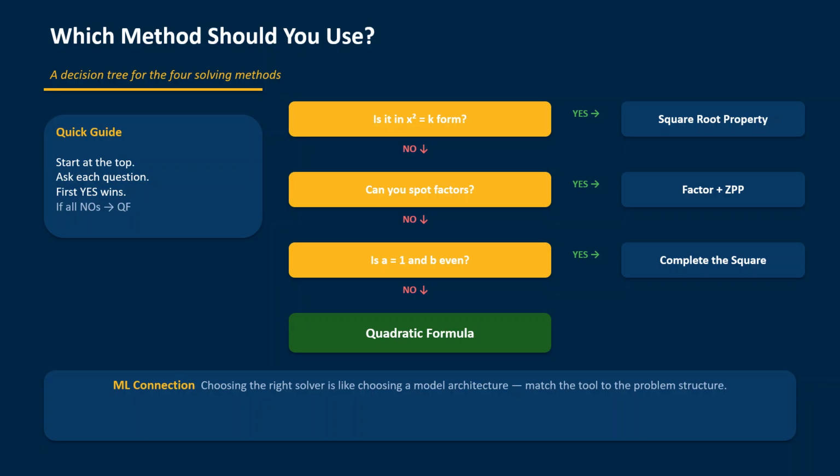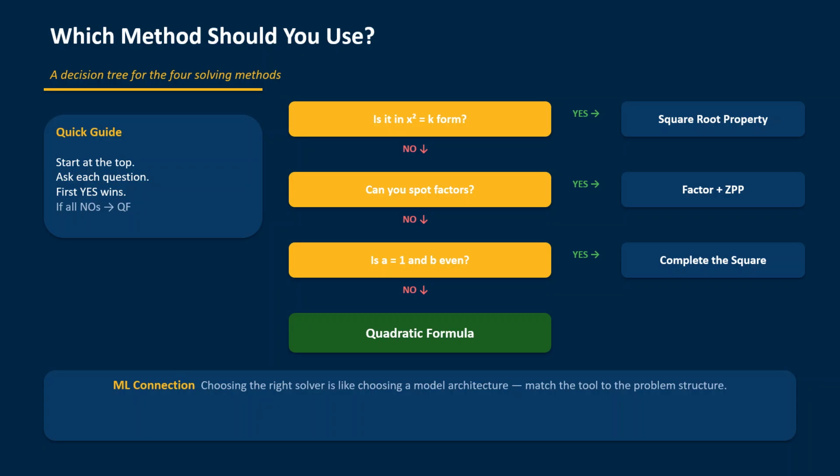If you can factor the expression in under 30 seconds, go ahead and use factoring with the zero product property. Third question, is the leading coefficient 1 and the middle coefficient even? If yes, completing the square will be clean and efficient. And if none of those conditions are met, or you are unsure, default to the quadratic formula.